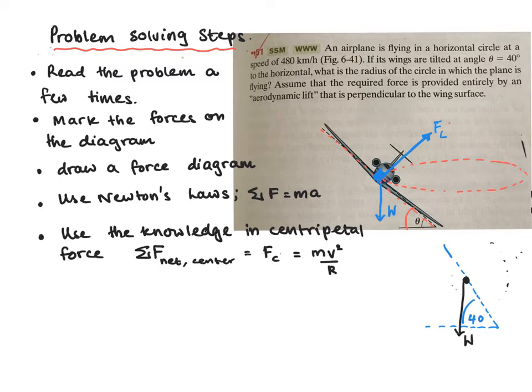As always, I like to make the object a little dot, and then here you have the weight pointed downward, and then you have the lifting force FL. The radial direction I'll draw using a dotted line, dot dot dot dot dot. This is the direction of the center, and that is the radius r. Now the last step according to the recipe is use Newton's laws. That would be sum of F equals ma.